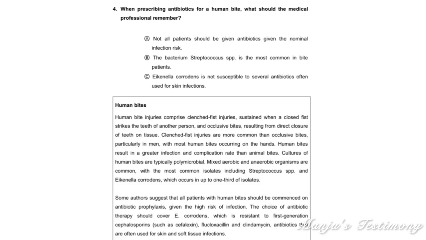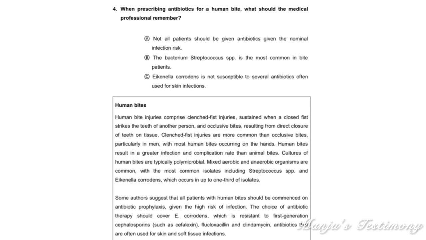It is necessary, but option A is saying that not all patients should be given antibiotics given the nominal infection risk. So it is opposite. It is not straight opposite, it is somewhat opposite. So we can eliminate it. But this is not something related to the answer. This is something I have to talk about.